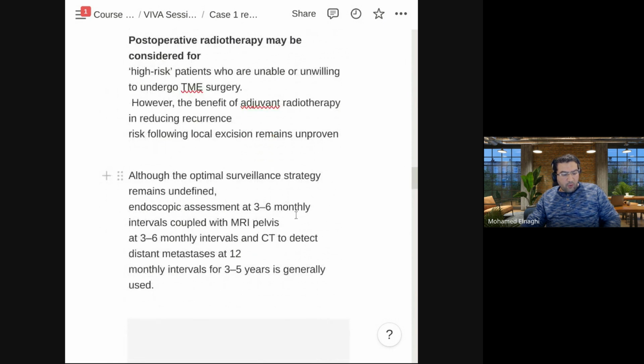Okay, and this is a follow-up protocol they suggest for patients who undergo local excision. If you are either going to survey the patient or just do local excision, it was suggested that you need to do endoscopic assessment every 3 to 6 months, and MRI pelvis every 3 to 6 months, and CT scan every 12 months. And this should be continued for up to 3 to 5 years. So this is a recommendation from ACPGBI if you are going to take the approach of organ preservation via local excision.